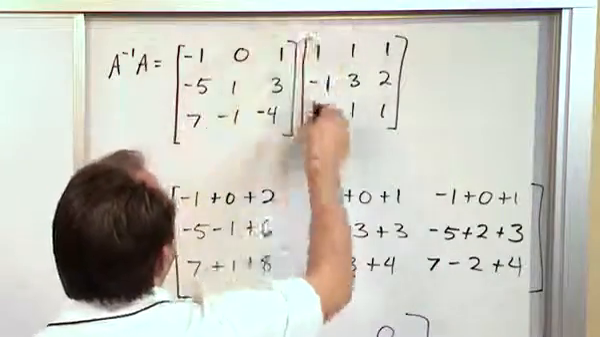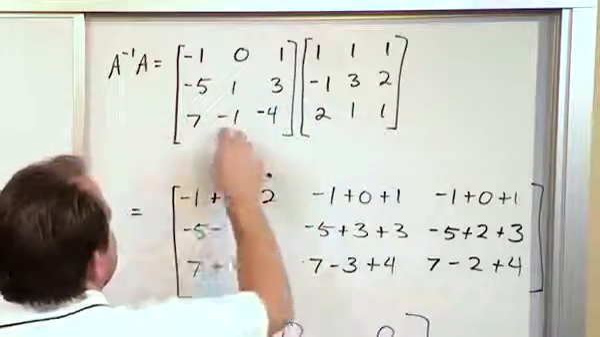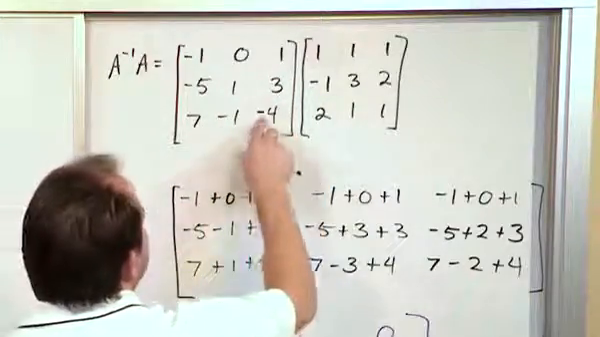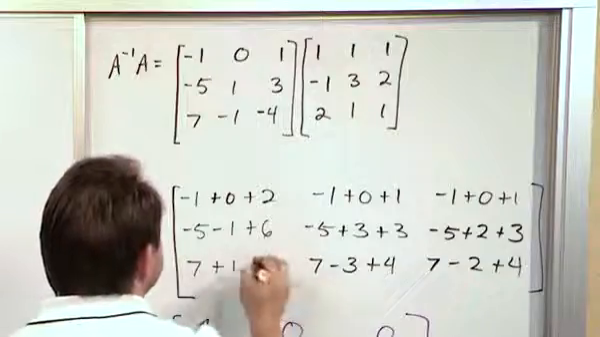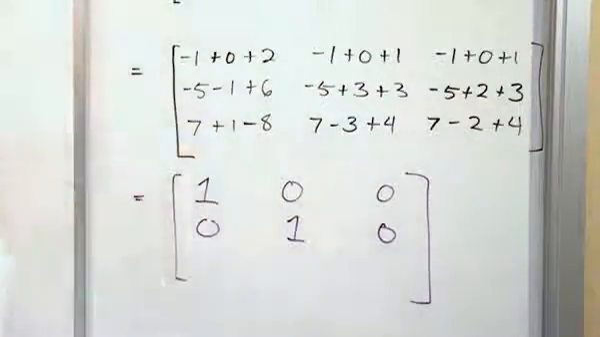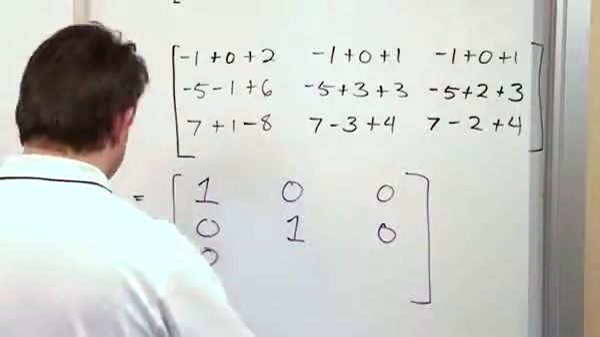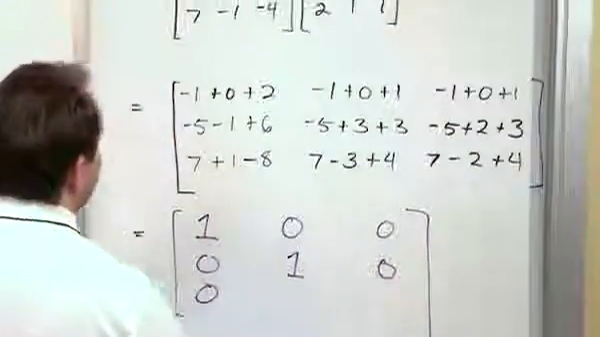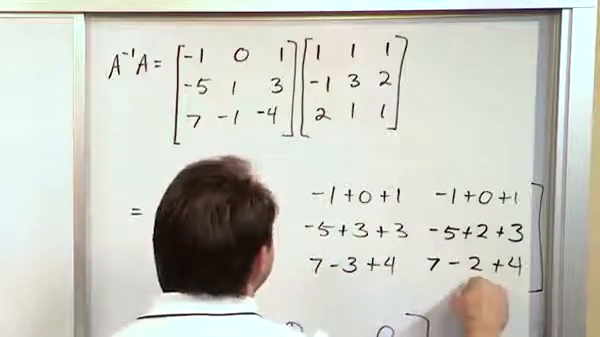So let's go over and down right here. 7 times 1 is 7. -1 times this is 1. -4 times 2 is -8. And now whenever I add this together, I get a 0, as I suspect that I should. All right? But I'm going to have the same sort of problem whenever I calculated this entry and this entry.